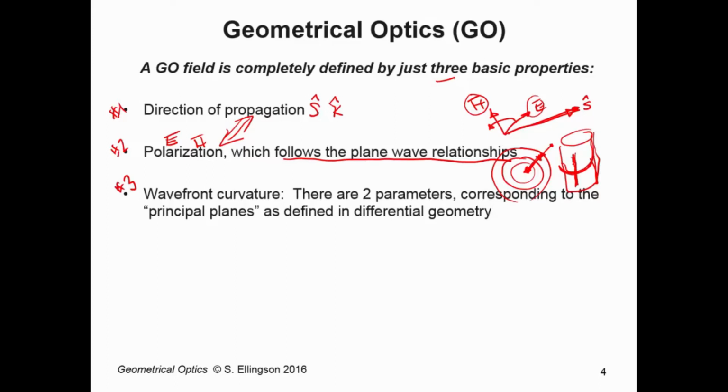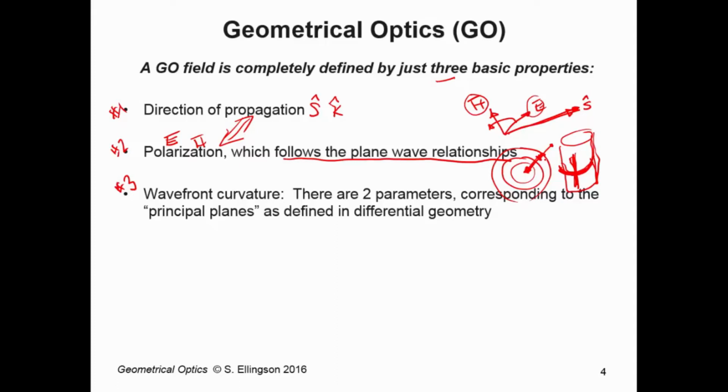Now, these 2 dimensions correspond to what's known in differential geometry as the principal planes. The principal planes are the planes which are perpendicular to the surface normal and which yield the minimum curvature and the maximum curvature. So here we have the minimum curvature, that's 0. Here we have the maximum curvature, that is 1 over the radius of this cylinder. So that's what I mean by principal planes. The principal planes of a spherical wave are any 2 planes perpendicular to the normal, so the curvature in the 2 principal planes of a spherical wave are equal.